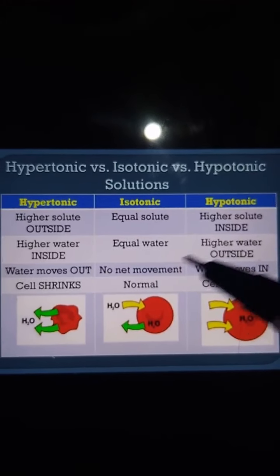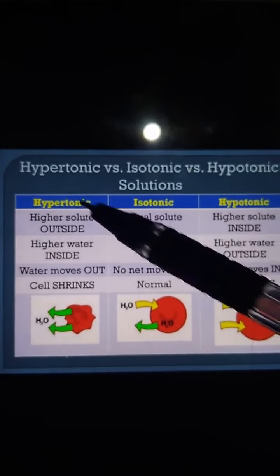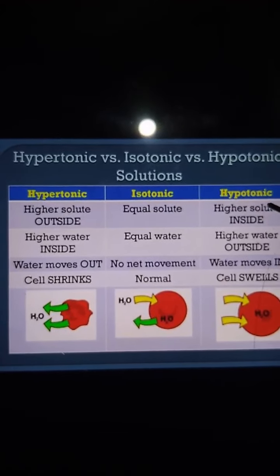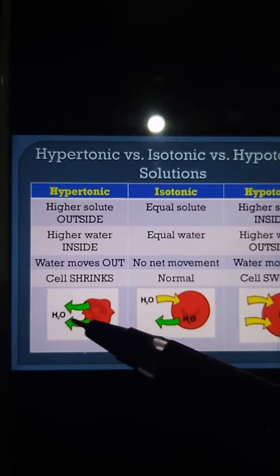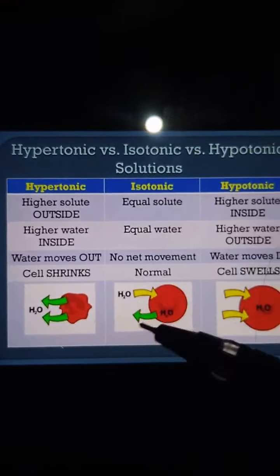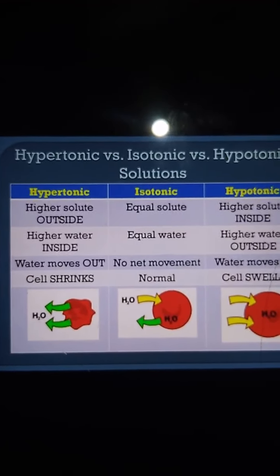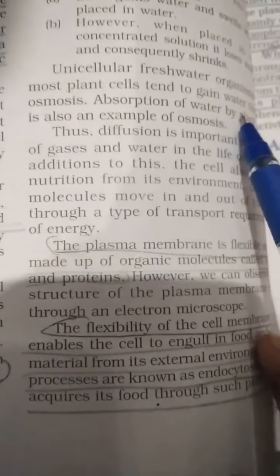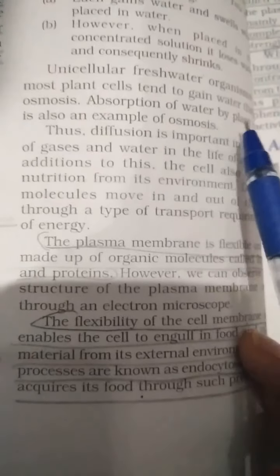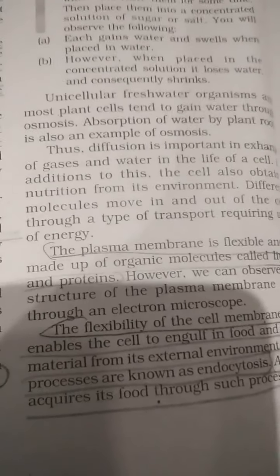You can understand this with the help of this diagram also. Hypertonic, isotonic and hypotonic. In this what is happening? The cell is shrinking and this is the normal case, and in this case the cell will get swelled. So students, unicellular organisms take the water by the process of osmosis, and absorption of the water in plants is also done by the process of osmosis. And why is diffusion important? Diffusion is important in the exchange of gases.